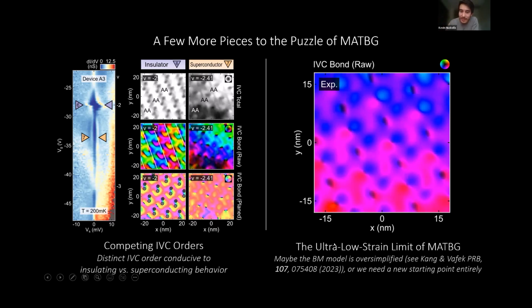So this is really signifying that either there's some oversimplification of this main model, the Bistritzer-MacDonald model that we all start with in understanding these insulators. I would invite you to look at the reference from Kang and Vafek from PRB this year that discusses how this model may be oversimplified in current studies. Or we need another starting point entirely. If we keep starting from the same point and we keep getting the wrong answer, I think we need to revisit the basic degrees of freedom or the basic assumptions of our theoretical models in order to arrive at this correct insulator ground state.